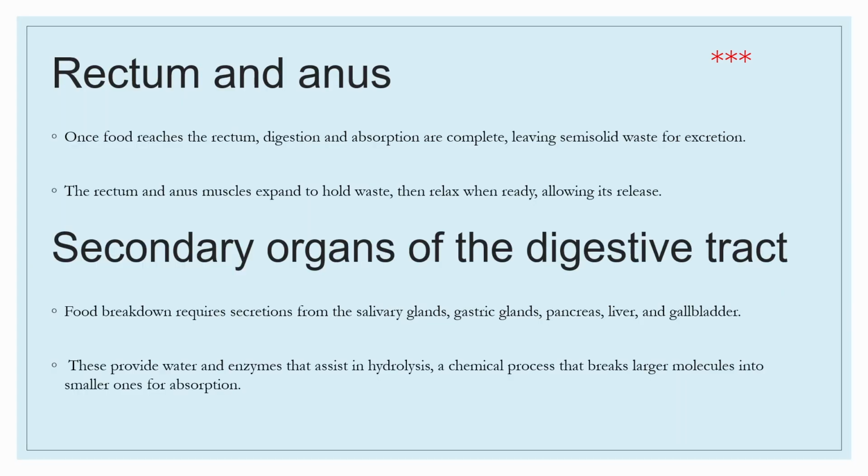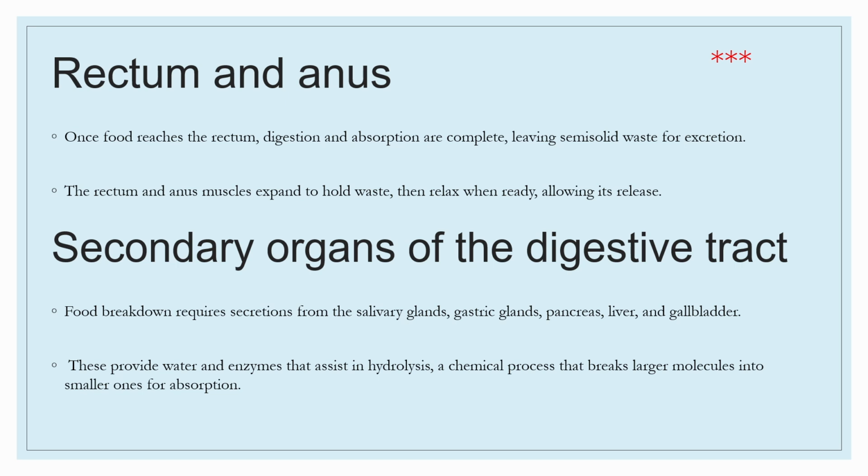The rectum and anus are the final stop, where once food reaches the rectum, digestion and absorption are complete, and semi-solid waste is then excreted from the body. The rectum and anus muscles expand and hold waste, then relax when ready, allowing for release.